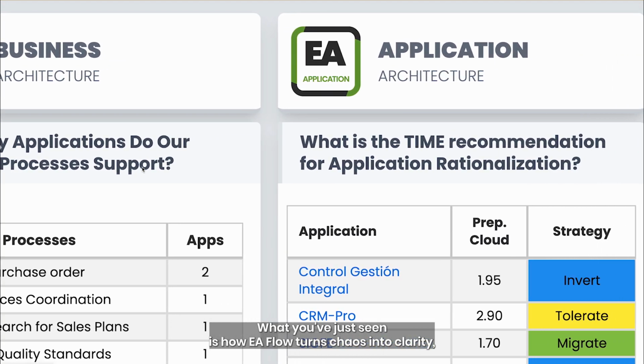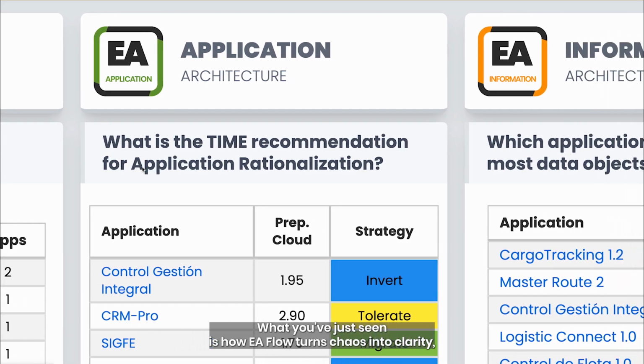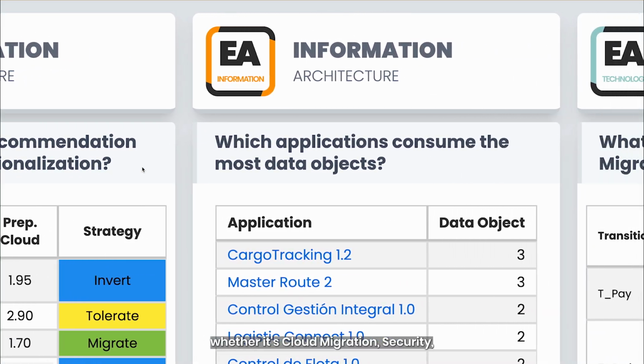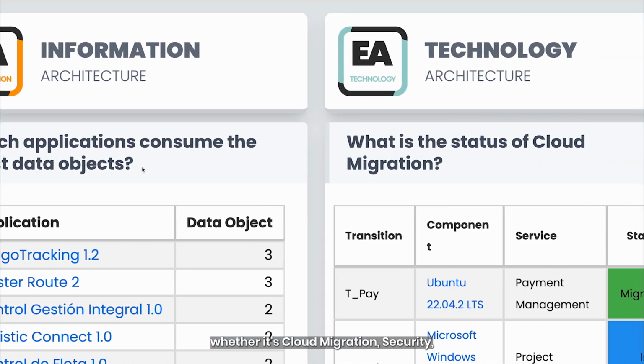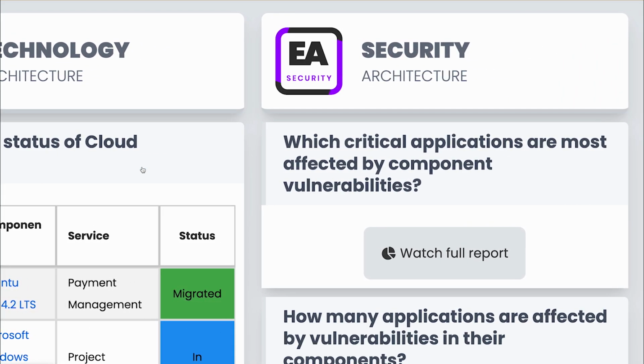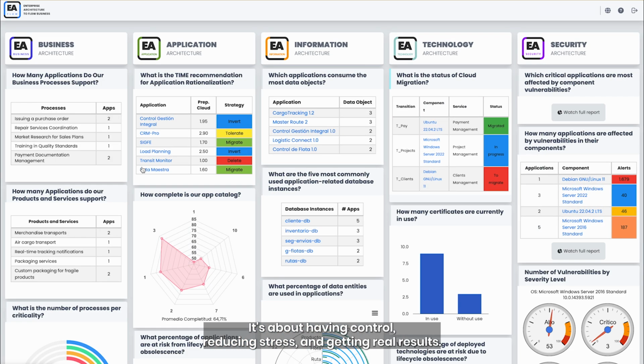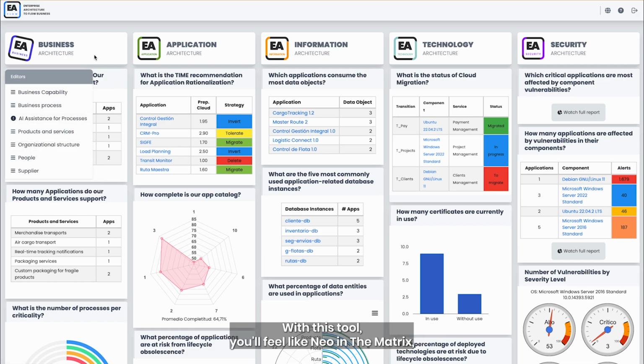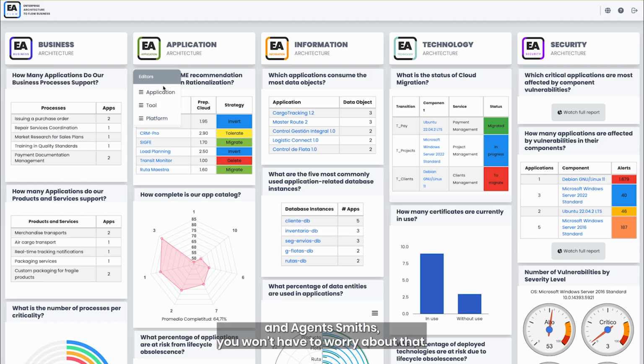What you've just seen is how EA Flow turns chaos into clarity, whether it's cloud migration, security, or bringing your teams together like an orchestra. It's about having control, reducing stress, and getting real results. With this tool, you'll feel like Neo in the Matrix, seeing the code of reality, except without the bullets and Agent Smiths. You won't have to worry about that.